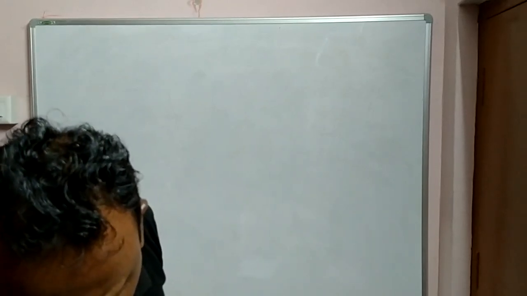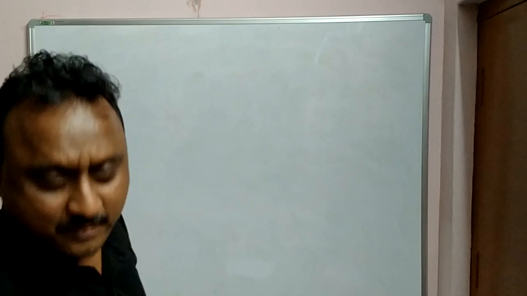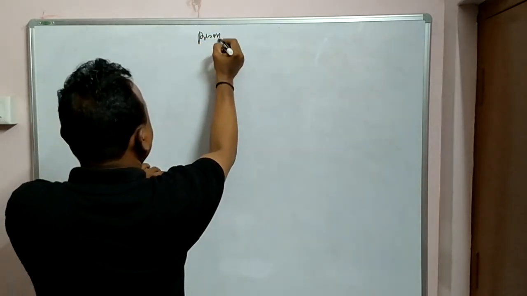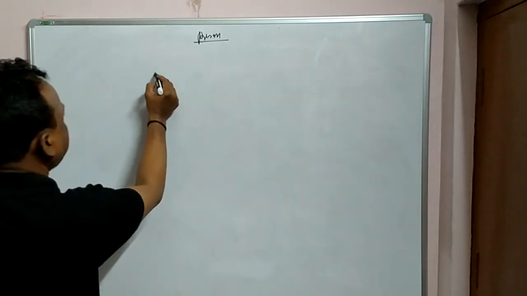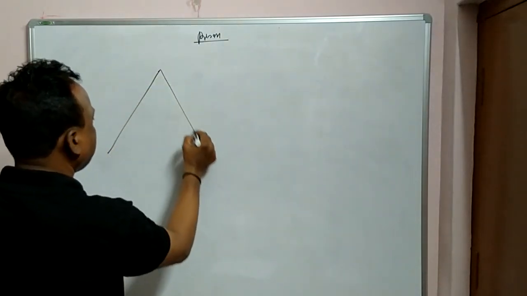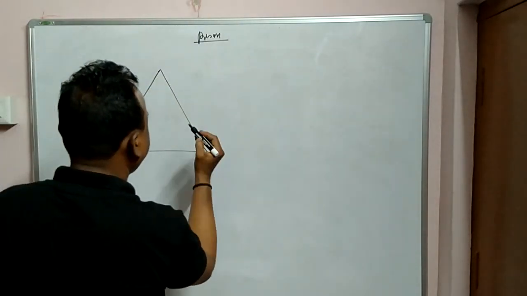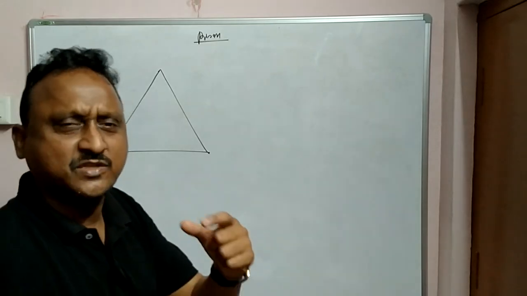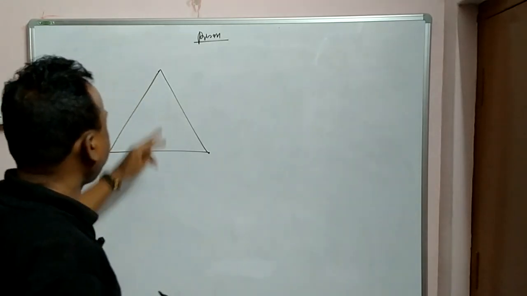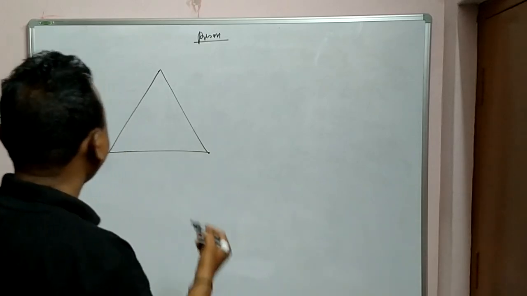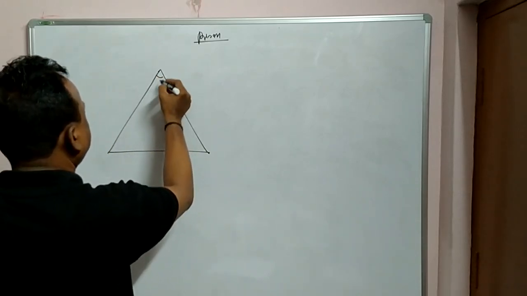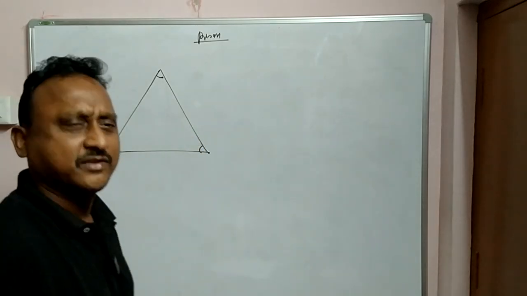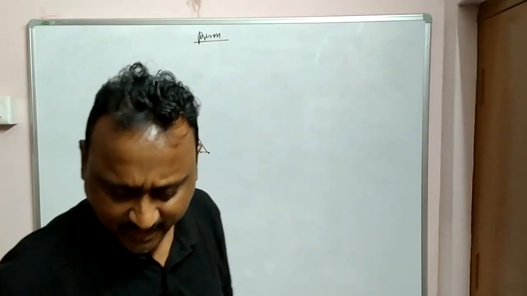Now, next item, let us go to the prism. We'll see what is meant by a prism. A prism is nothing but a solid like a triangle. It is made up of special glass material, and the angle is almost equal to 60 degrees maximum.